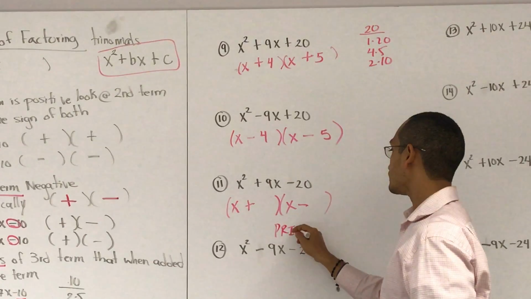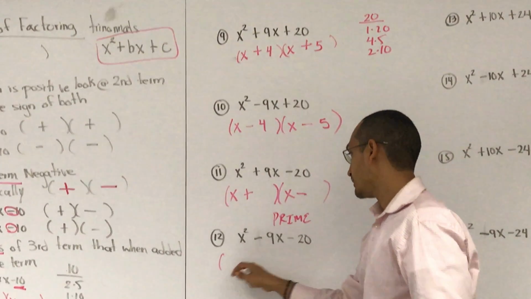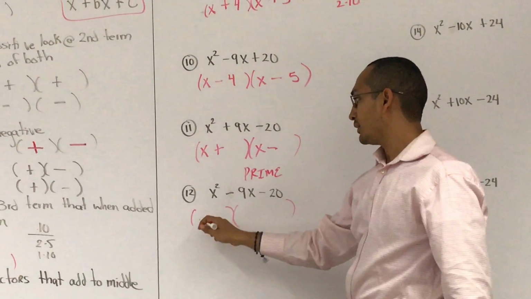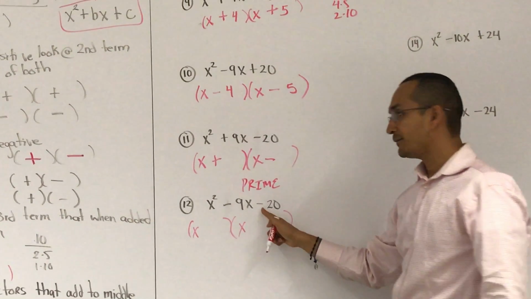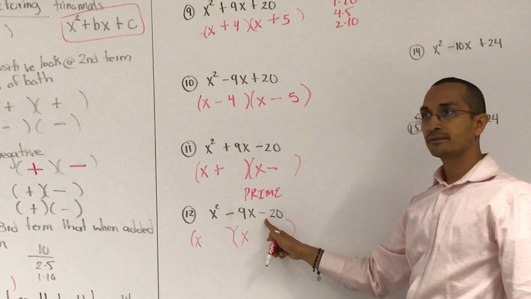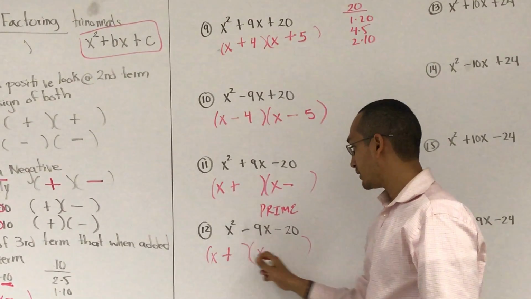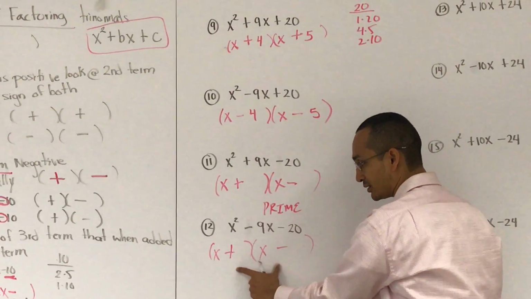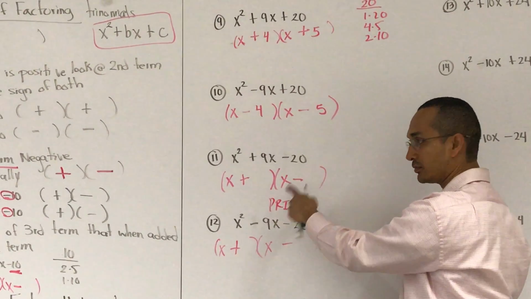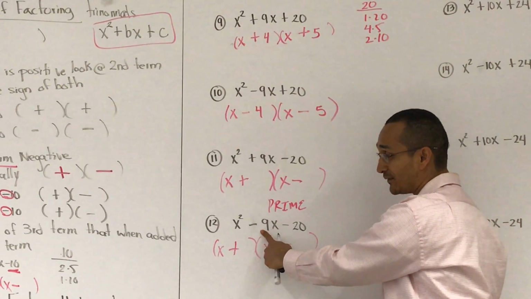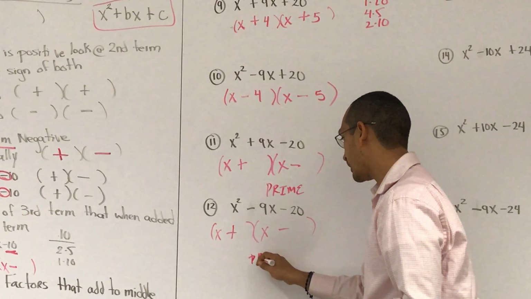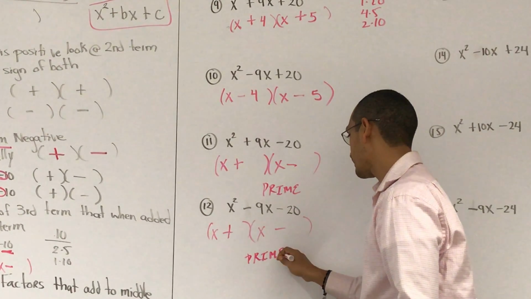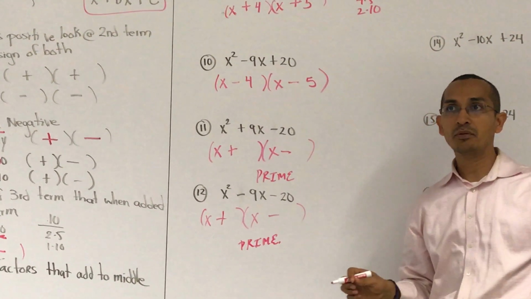Okay, I got it. Let's do this one here. Here, you have x and you have x. This is negative, so one's positive and one's negative. The factors of 20, again, when subtracted, we saw that nothing gave you the middle term. In this case, it was negative 9. So therefore, it's prime. Okay. I think we're good. Thank you.